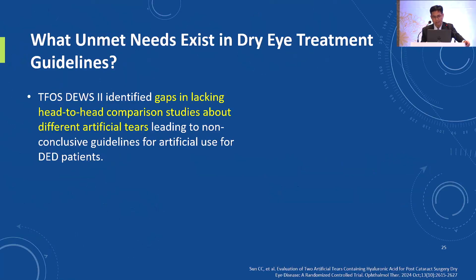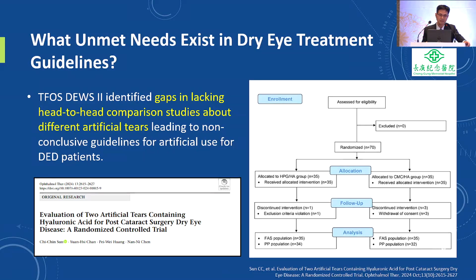What are the main unmet needs in the dry eye treatment guideline? According to these two, it identified gaps in head-to-head comparison studies about different artificial tears, leading to a non-conclusive guideline for artificial tear use in dry eye patients. Therefore, our study published another paper.